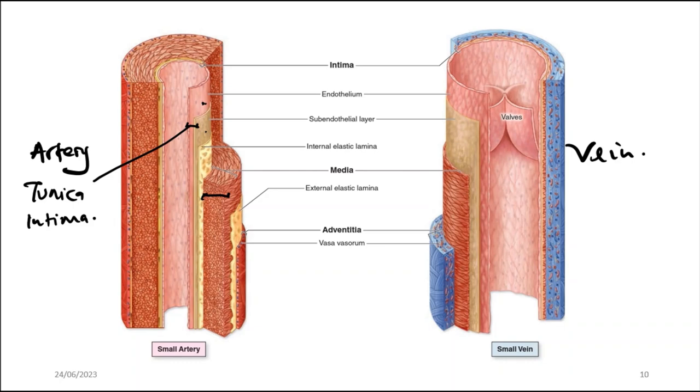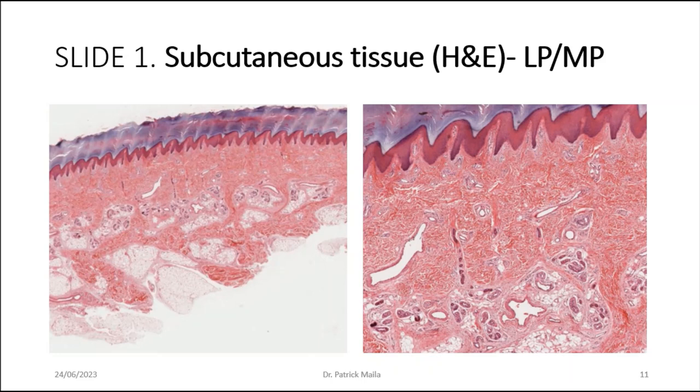When you compare the tunica media of the artery with the tunica media of the vein, the artery's is thicker. And the tunica adventitia of the artery is thinner than the tunica adventitia of the vein. So this is one of the differentiating factors between the vein and the arteries when you're comparing them at the level of their tunics. So let's get into this histological slide.